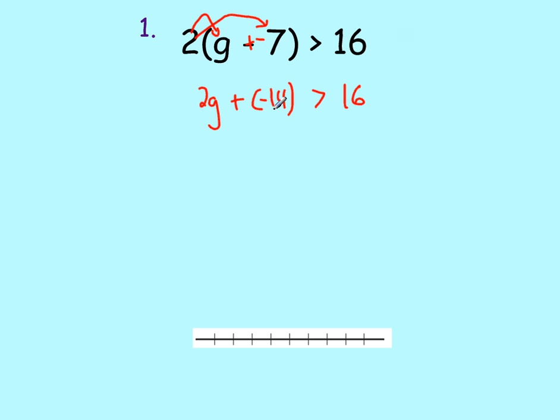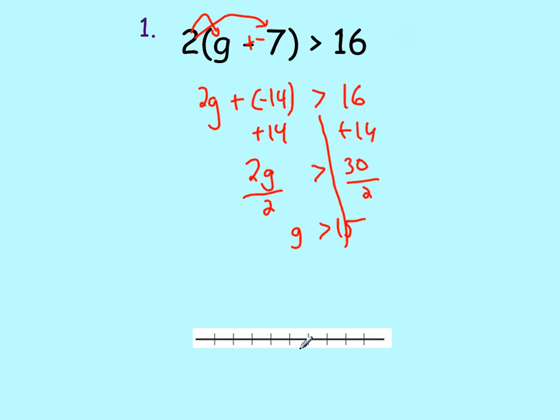We've got to get rid of this term, so we're going to add 14 to both sides. Draw that line down the middle, and we're left with 2g is greater than 16 and 14 make 30, and then we're going to divide by 2, and we get g is greater than 15. So to do our graph, it's going to be an open circle at 15, and then we can do our arrow trick because our variable's on the left side, and it's going to graph going to our right.